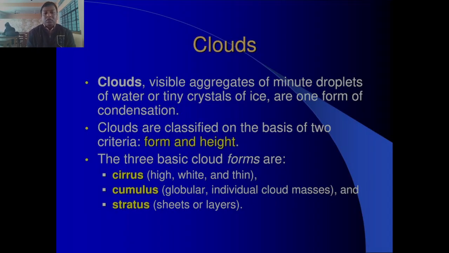Now some information regarding clouds. Clouds are visible aggregates of minute droplets of water and tiny crystals of ice, and are one of the forms of condensation. Clouds are classified on the basis of two criteria: form and height. There are cirrus, which is high, white and thin, cumulus, which is globular individual cloud masses, and stratus, which is sheets and layers.